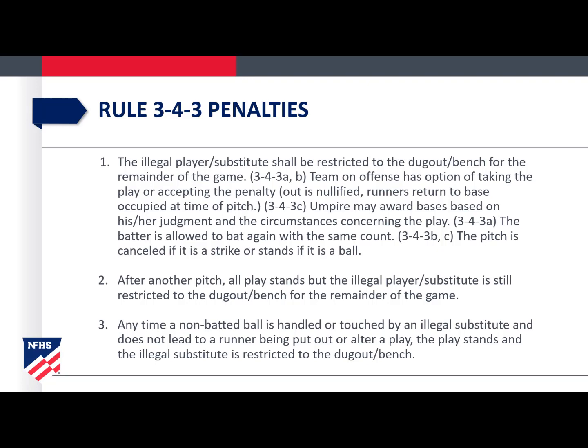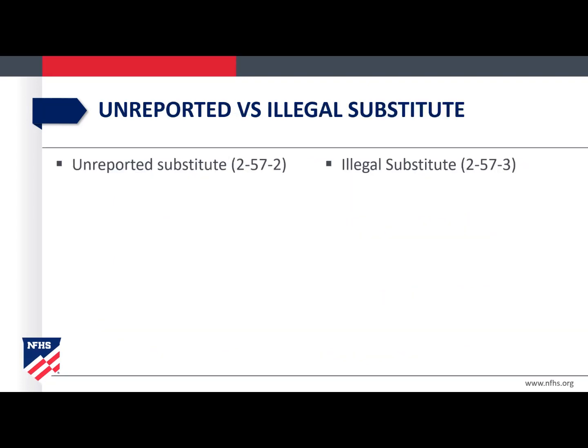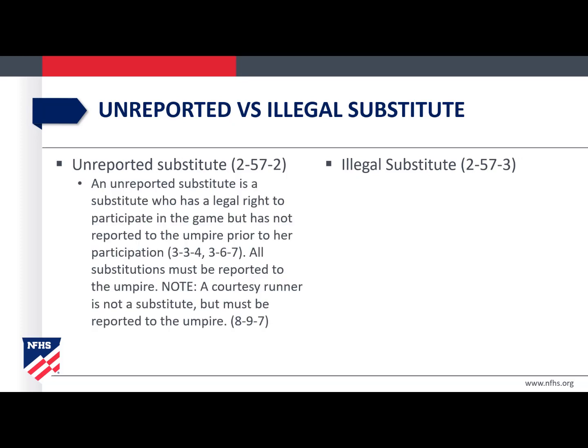Now we're going to look at the difference between an unreported versus an illegal substitute. An unreported substitute is a substitute who has the legal right to participate in the game, but is not reported to the umpire prior to her participation. All substitutes must be reported to the umpire. Note, a courtesy runner is not a substitute, but still must be reported to the umpire.